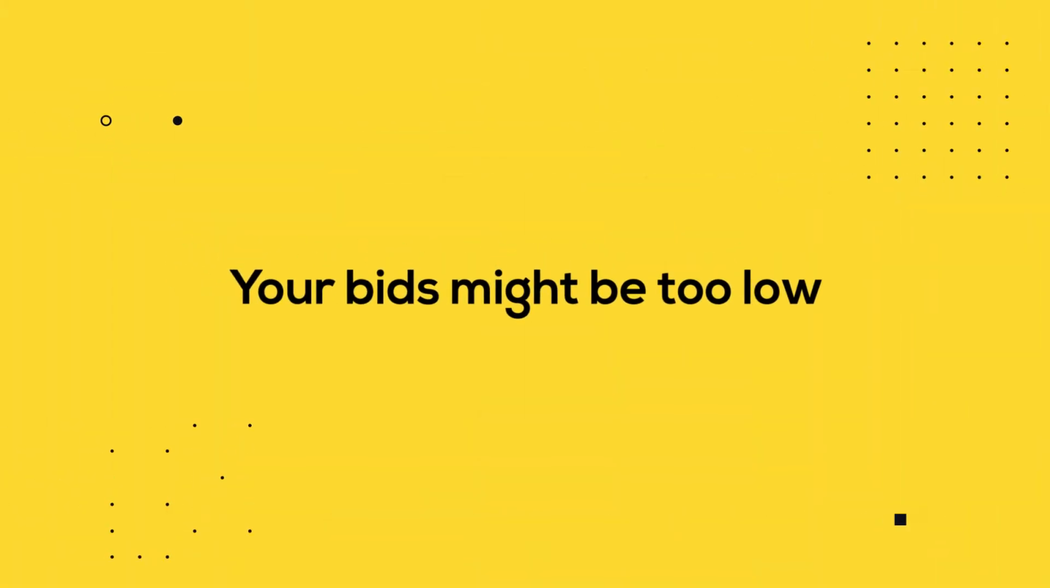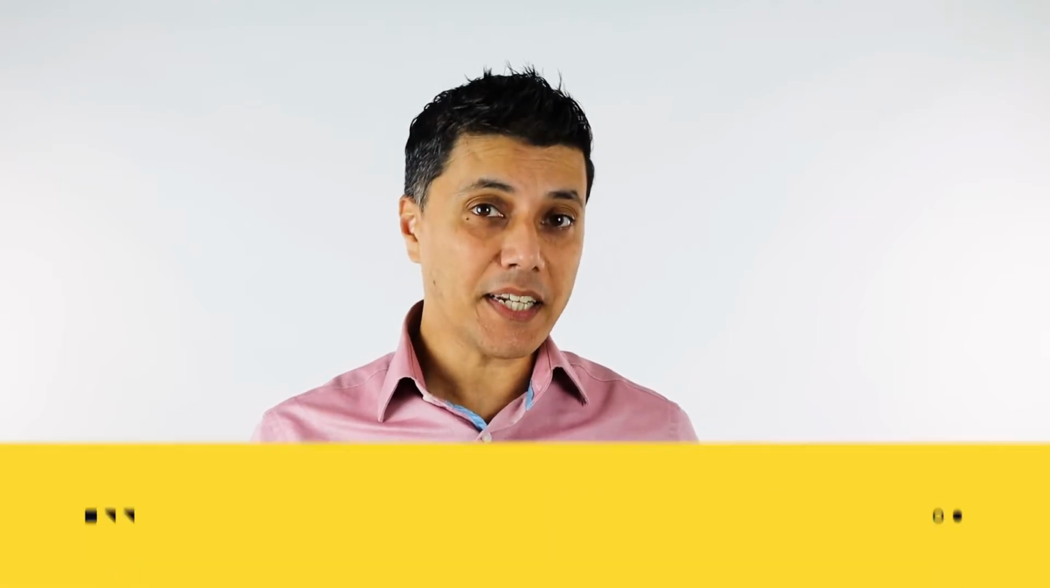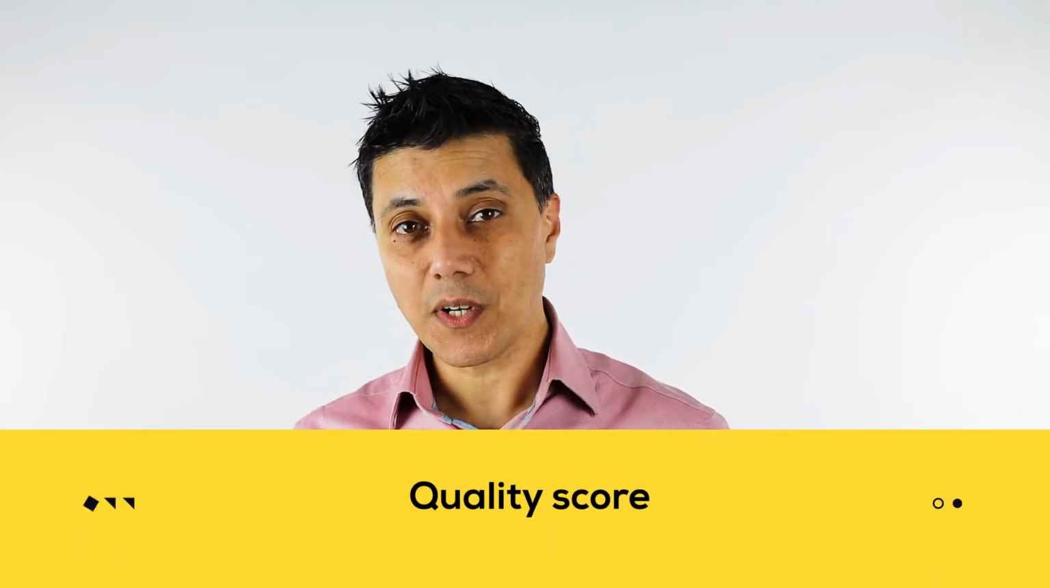Your bids might be too low. What that means is that you may not be bidding enough to get your keywords listed in the top section of Google. And remember, the ad rank auction is heavily dependent on something called a quality score. If your quality score is very low, regardless of how much you're bidding, it's going to be really hard to get your ad to appear at the top.